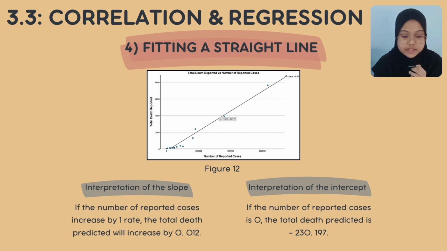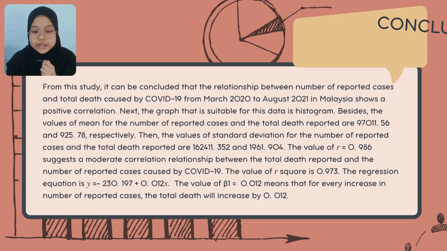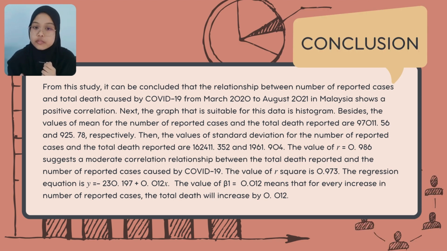Secondly, the interpretation of the intercept. If the number of reported cases is 0, the total death predicted is negative 230.197. From this study, it can be concluded that the relationship between number of reported cases and total death caused by COVID-19 from March 2020 to August 2021 in Malaysia shows a positive correlation. Next, the graph that is suitable for this data is histogram.